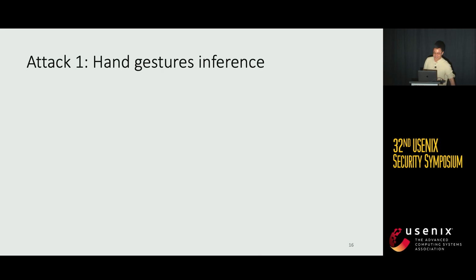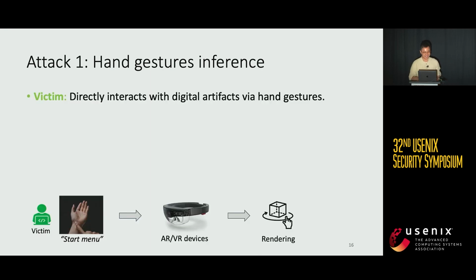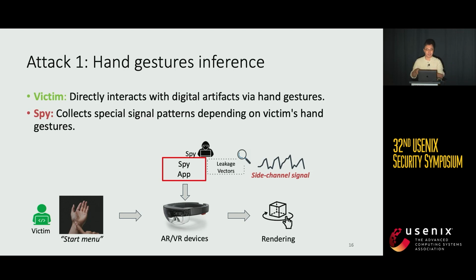Okay, let's start with our first attack, inferring the victim's hand gestures. In this attack, the victim communicates with the AR/VR device using hand gestures. At the same time, a spy application running in the background collects the side-channel leakage. We find that this leakage correlates with the victim's hand gestures.